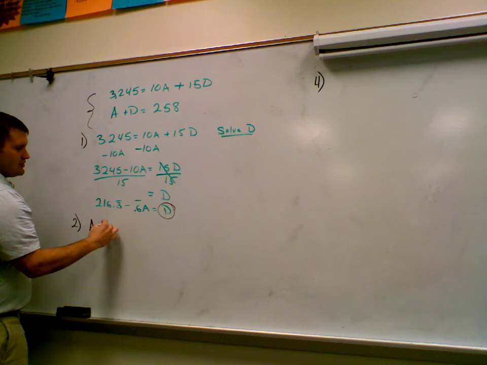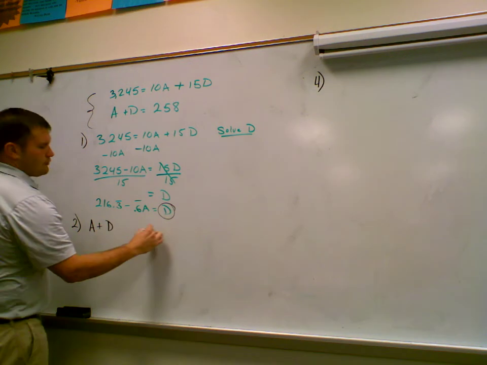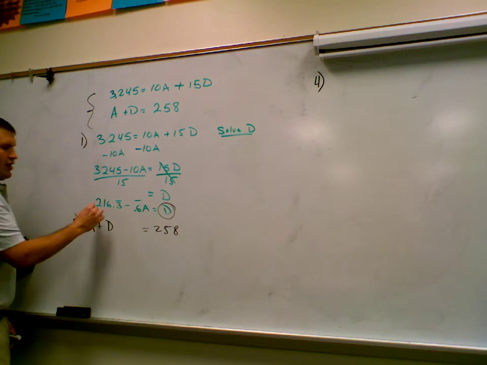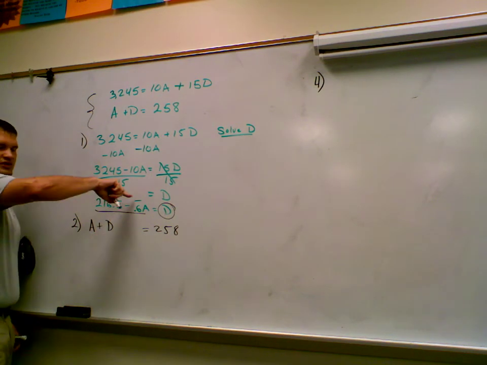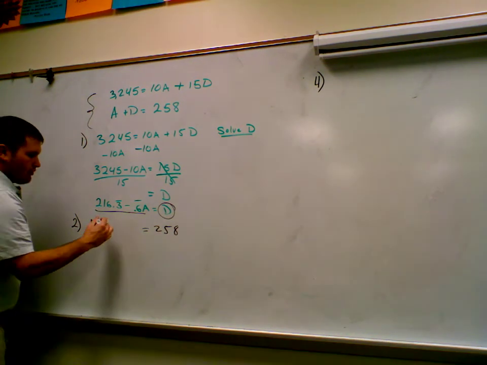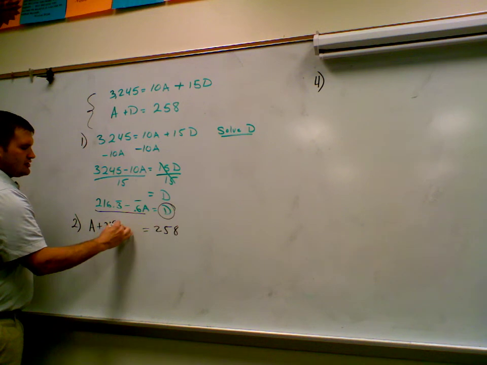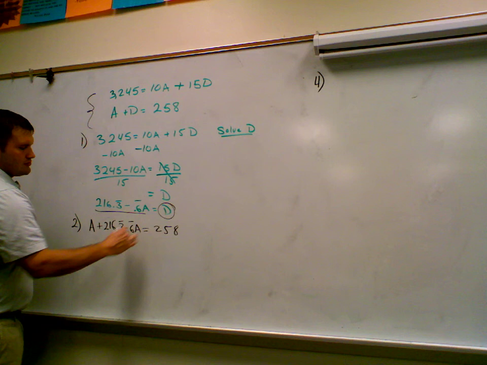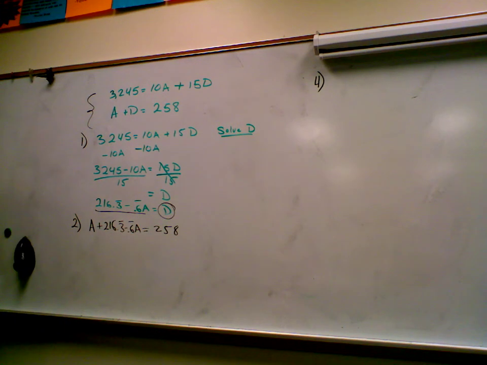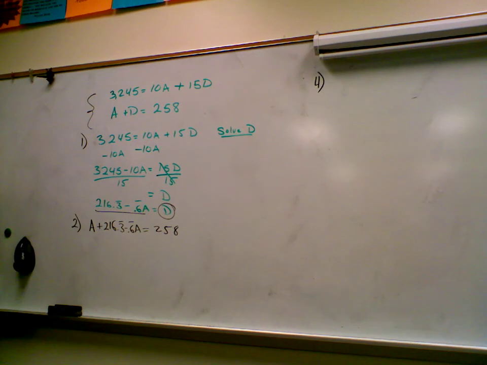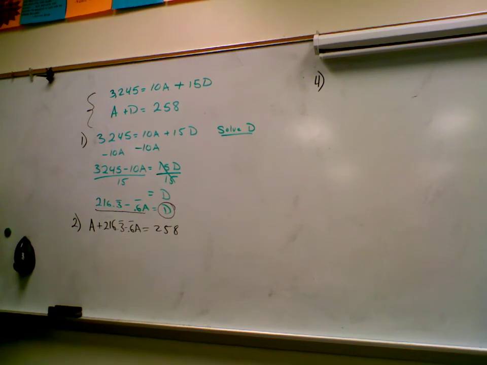a plus d equals 258, right? Is that correct? But I want to substitute that in for d. So instead of d, we write 216.3 repeating minus 0.6 repeating a. Does that make sense, guys? There's a minus sign right here.